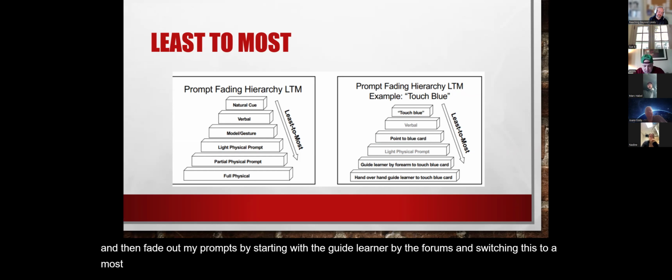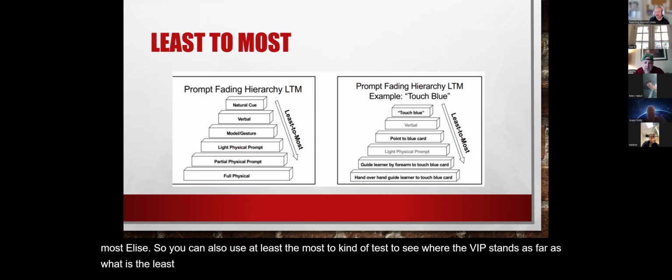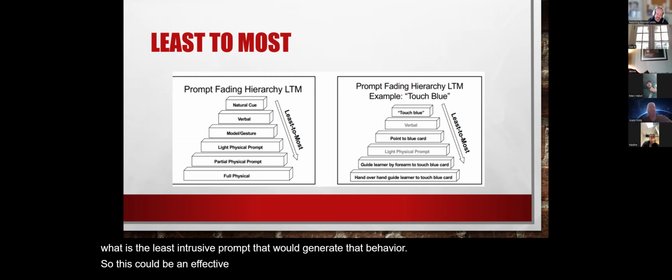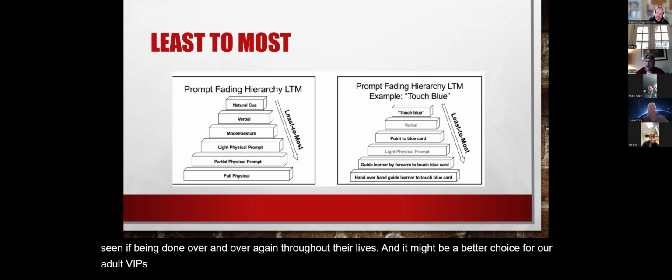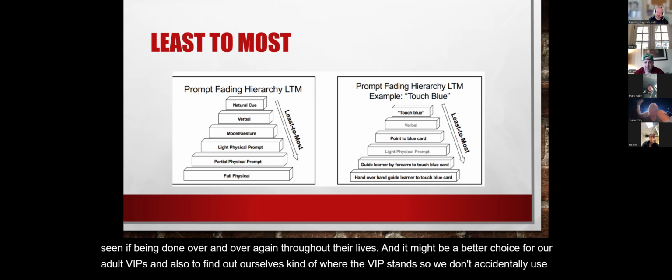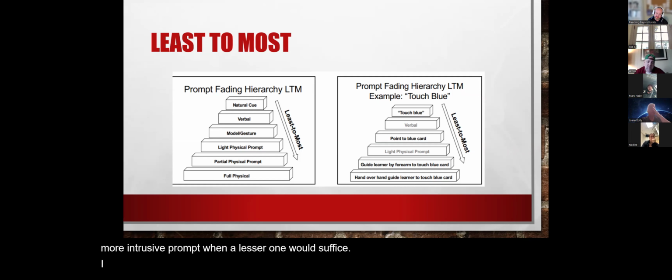So you can also use a least to most to test to see where the VIP stands as far as what is the least intrusive prompt that would generate that behavior. This could be an effective method for VIPs that know the behavior, that have been around the behavior, seen it being done over and over again throughout their lives. And it might be a better choice for our adult VIPs. And also to find out ourselves where the VIP stands so we don't accidentally use a more intrusive prompt when a lesser one would suffice. I hope I explained that okay. Does anyone have any questions to clear the air about it?